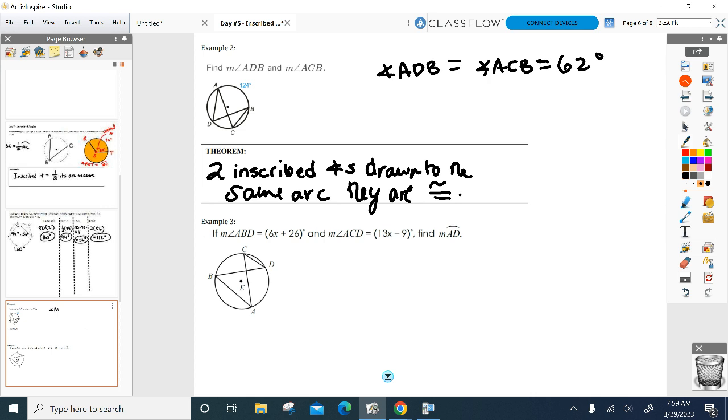All right, go ahead. Example 3. 6x plus 26, angle ACD 13x minus 9. Find arc AD. A couple questions for you. What type of angles are those, central or inscribed? Inscribed. And they're both drawn where? To the same arc, which is what? AD. Everyone see they're both drawn to AD? So based on the theorem we have, they are congruent. So I'm going to take 6x plus 26, set it equal to 13x minus 9. I'll let you solve for x, and we'll talk about how to find the answer.